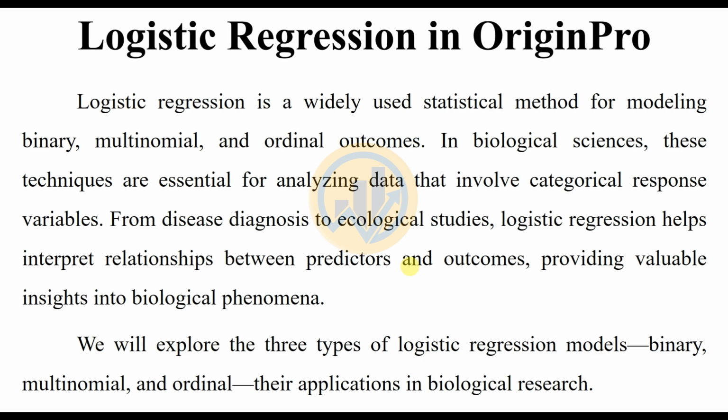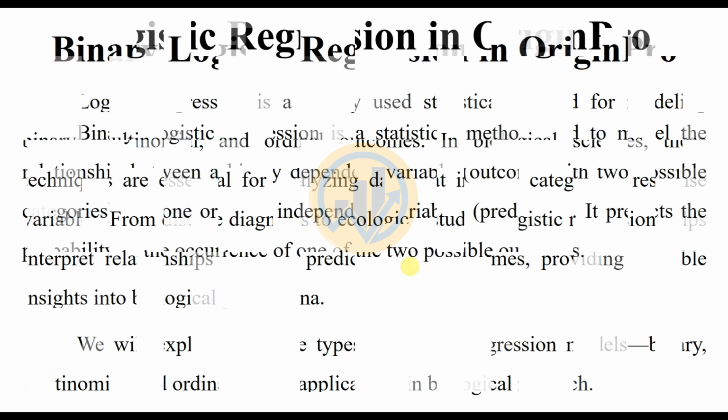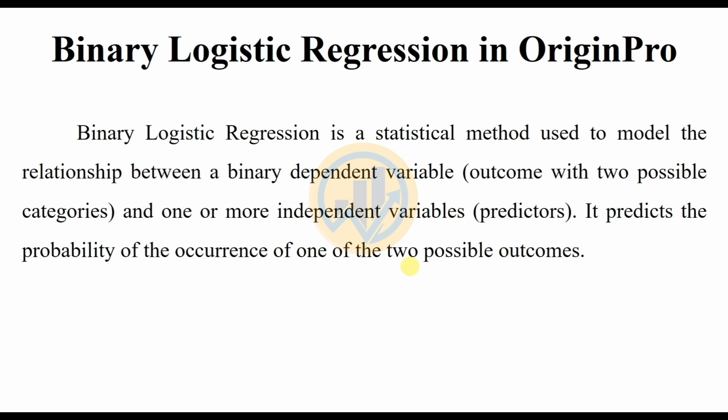the biological phenomena. We will explore the three types of logistic regression models: binary, multinomial, and ordinal, their application in biological science, and how to choose among them for your data. This is clearly explained in the blog post in our Statistics Bio 7 blog. That post link is also mentioned in this video description box. Now we analyze the binary logistic regression in OriginPro.